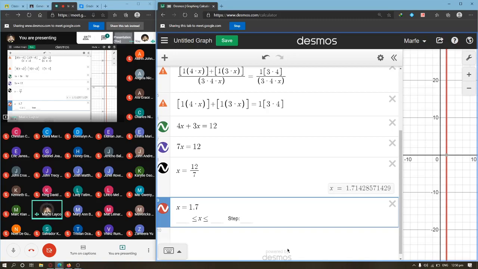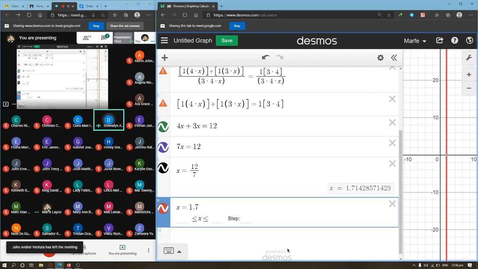So gano'n nila katagal tatrabahuhin yung isang work na yon. Aabutin lang daw sila ng 1.7 hours to finish a job. Okay? Tanong.